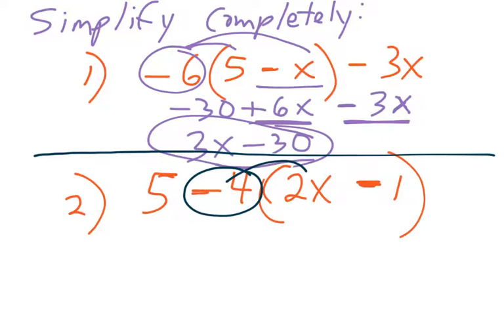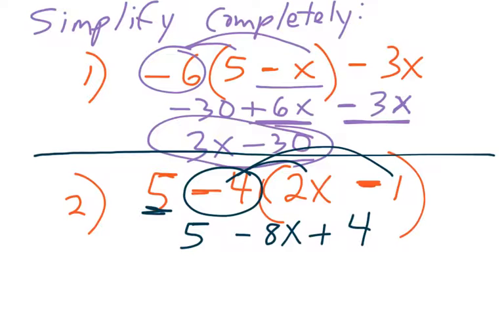We multiply it to the positive 2x and we multiply it to negative 1. So negative 4 times 2x is negative 8x. Negative 4 times a negative 1 is a positive 4. Now just like the last problem, except it's actually in the front this time, we bring the 5 down because we didn't multiply that to anything, or it wasn't inside that quantity, so we just bring it down. But now we can combine our like terms.